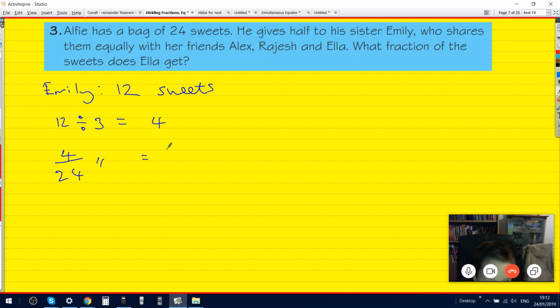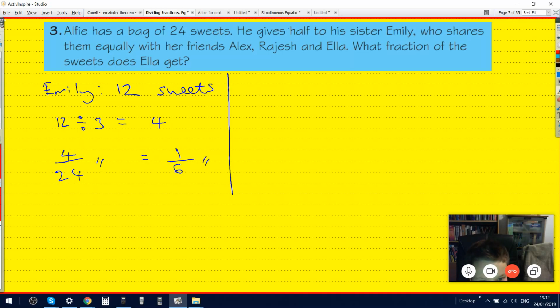Yes, we can divide them both by 2, and I think also 4. Yeah, we can divide them both by 4. And so 4 divided by 4 is 1, and 24 divided by 4 is 6. Well done. Let's do this question a totally different way.